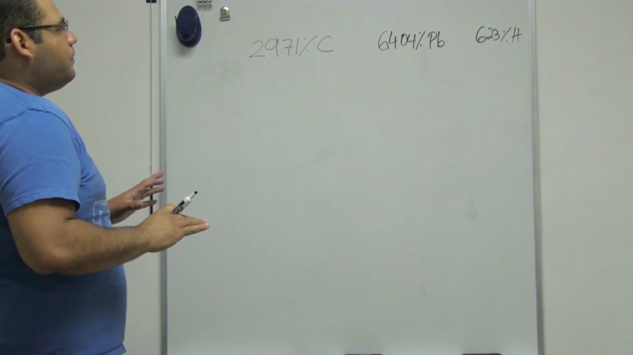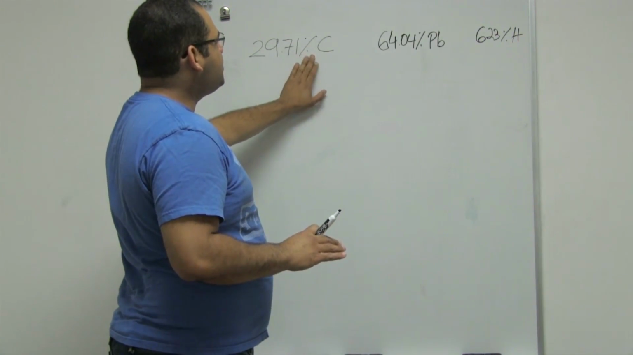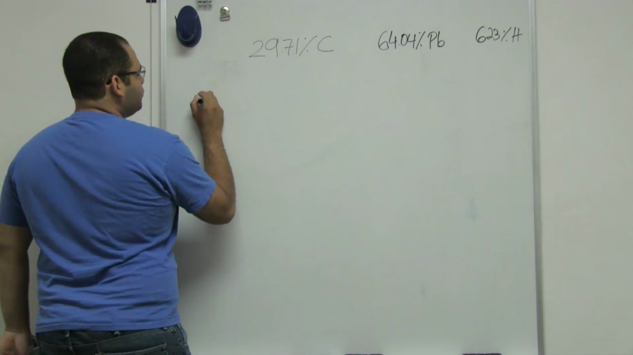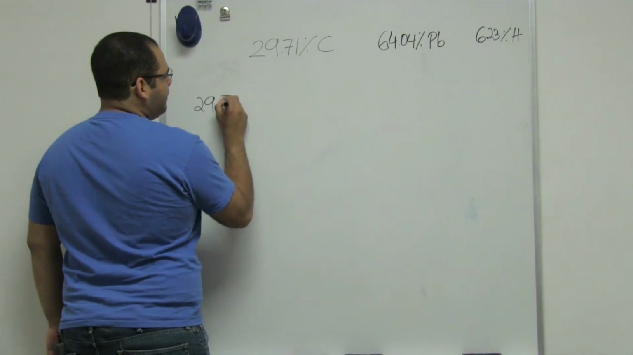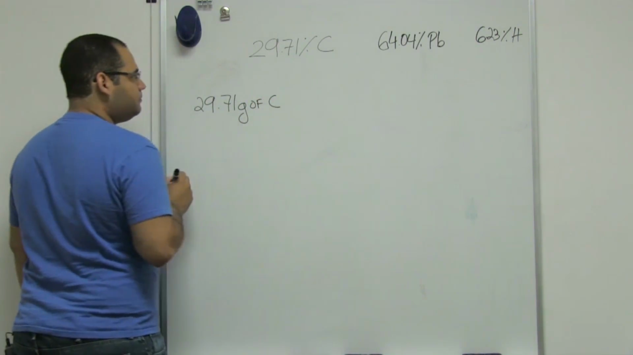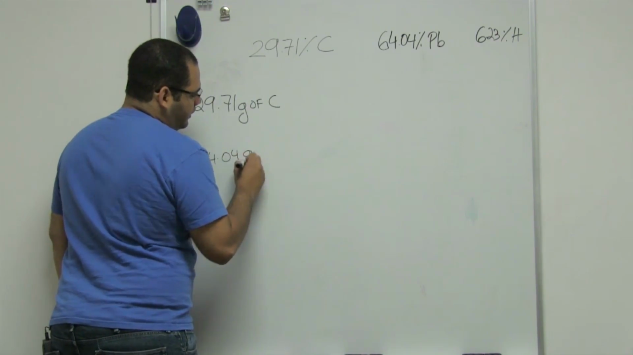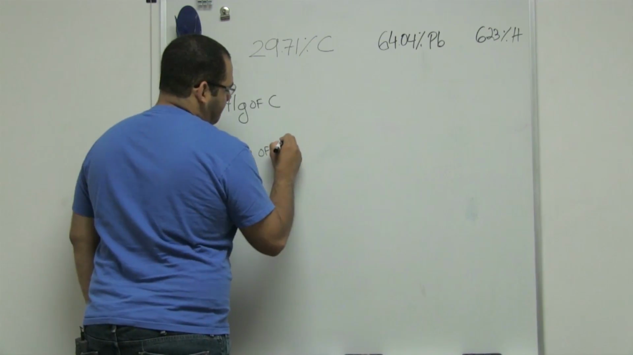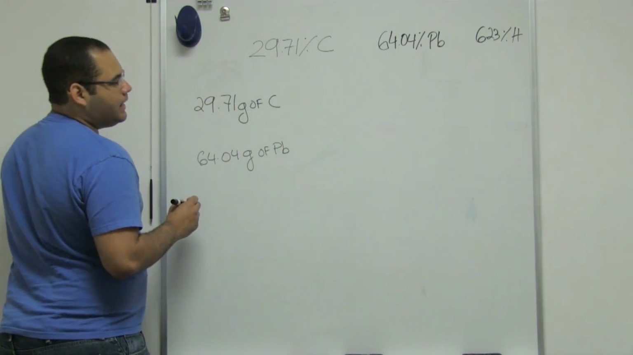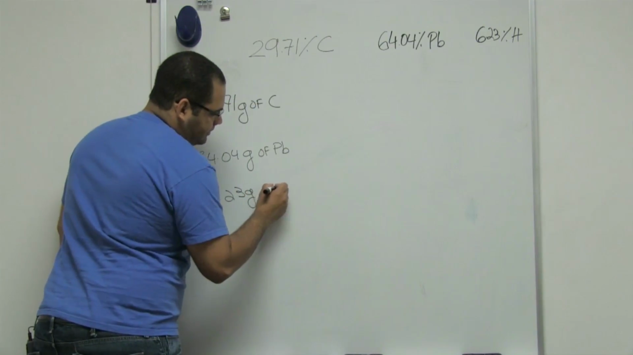So first of all, I will forget the percent and I will place grams instead of percent. So 29.71 grams of carbon, 64.04 grams lead, and 6.23 grams hydrogen.